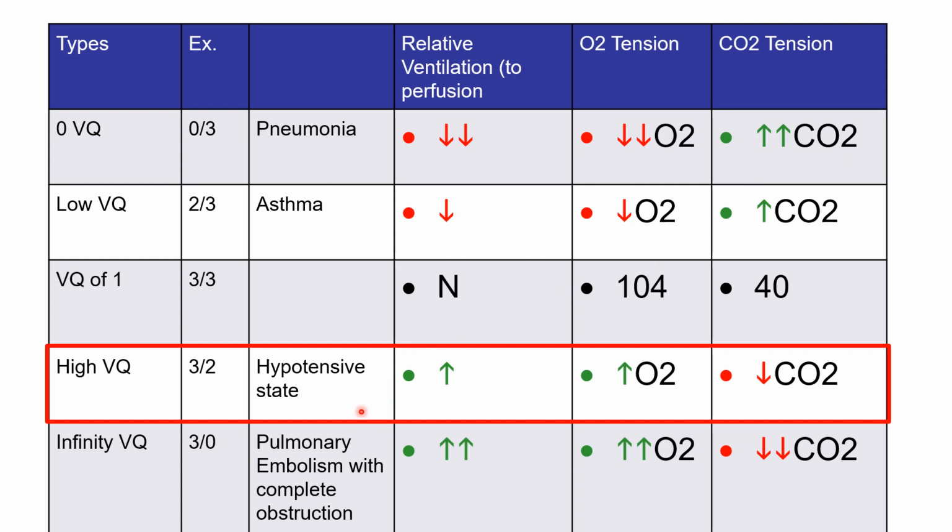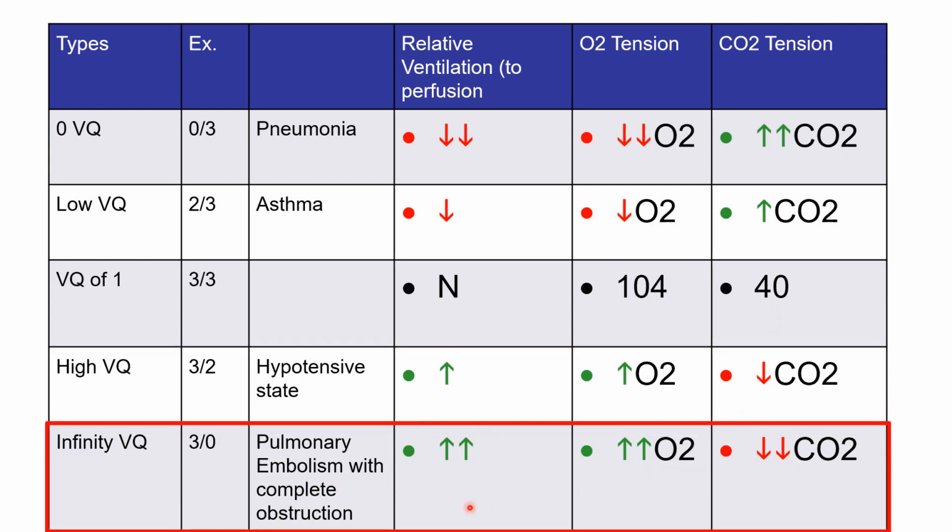Now, in a high V/Q, such as in a hypotensive state, there's relative hyperventilation, so you expect the O2 tension to be greater than 104 and the CO2 tension to be less than 40. However, in a V/Q of infinity, there's more relative hyperventilation, and therefore the O2 tension will be markedly elevated while the carbon dioxide tension will be markedly low.